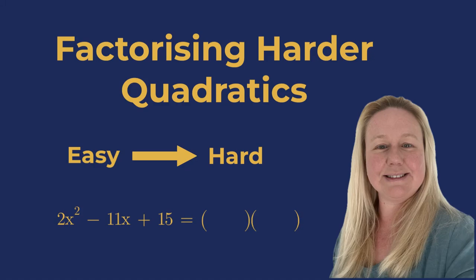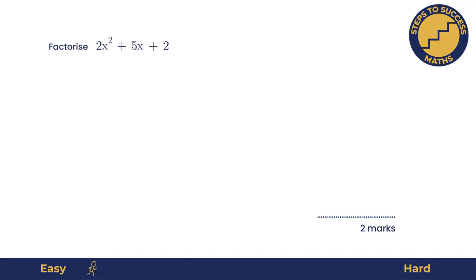In this video, we're working through factorising harder quadratics. We're going to start with the easiest exam question and work through to the hardest. Pause the video, have a go, and we'll go through it together, step by step. Factorise 2x squared plus 5x plus 2.